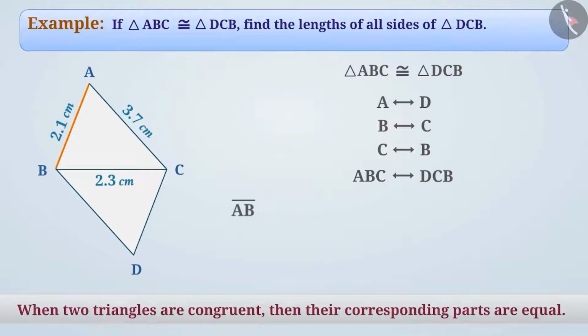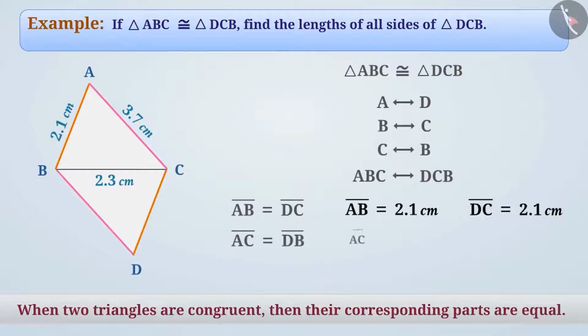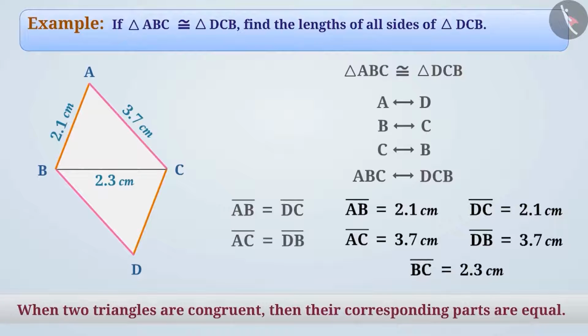Therefore, AB is equal to DC, and since the length of AB is 2.1 cm, DC will also have the same length as 2.1 cm. And AC is equal to DB, and AC is 3.7 cm in length, so the length of DB will also be 3.7 cm. With this, we are already given the length of BC, which is 2.3 cm. Thus, we have found the length of all sides of triangle DCB.